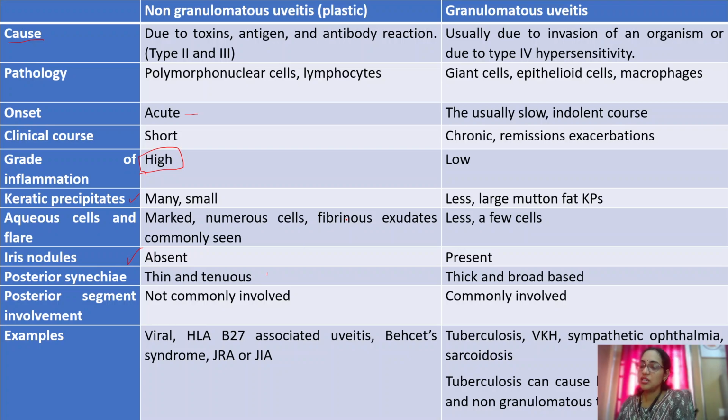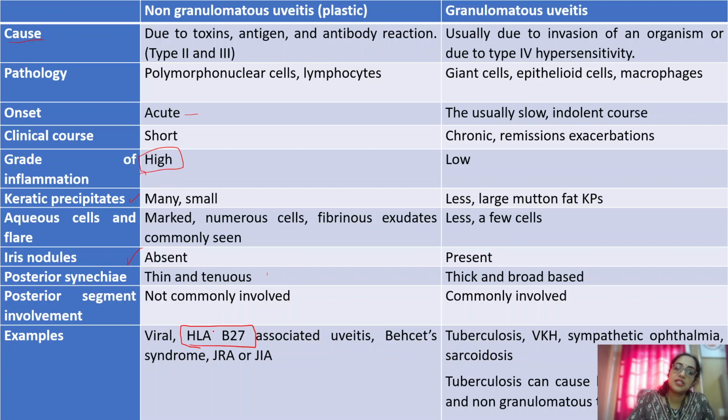Let us learn a few examples for each of these. The more common causes of non-granulomatous uveitis: the most common is HLA-B27. HLA-B27 is a protein and it's associated with many conditions like ankylosing spondylitis, inflammatory bowel disease, psoriatic arthropathy, and all such conditions.